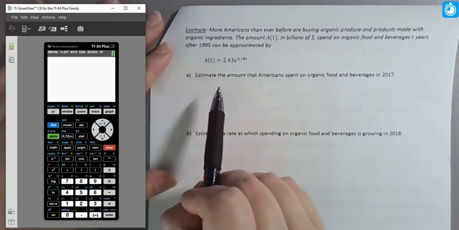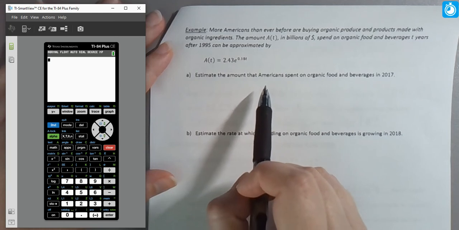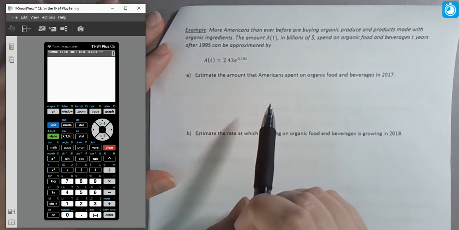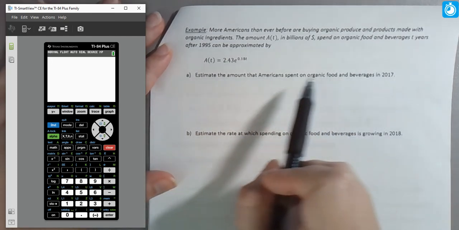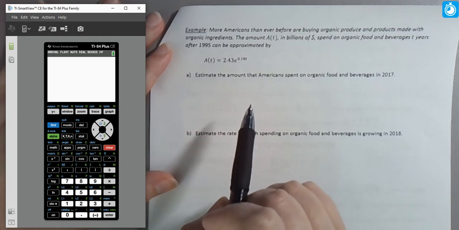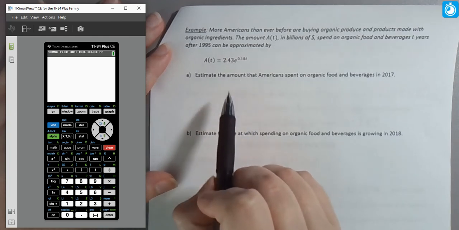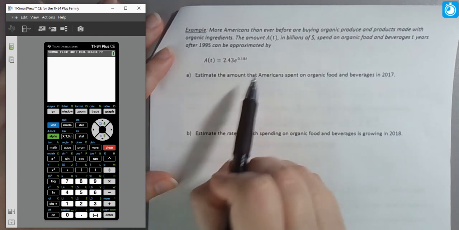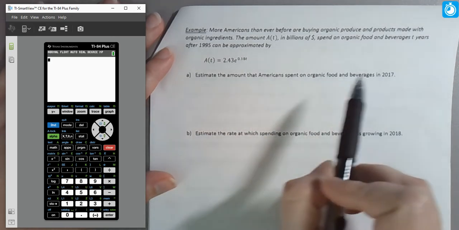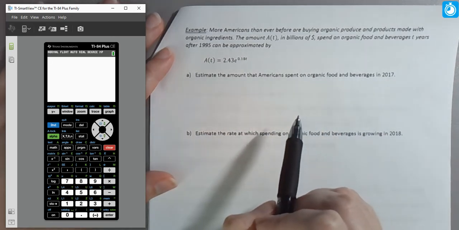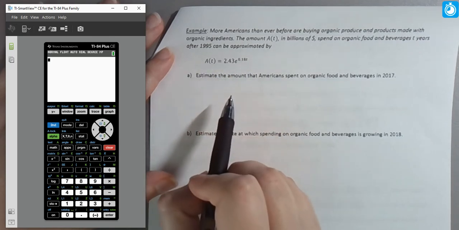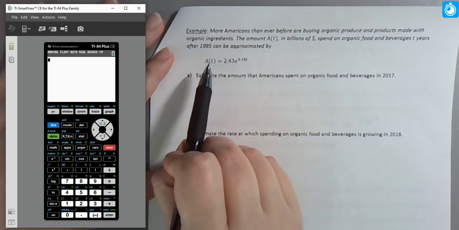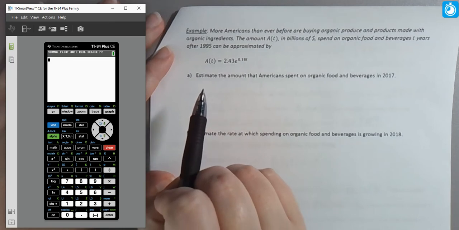So the first thing we want to do is estimate the amount that Americans spent on organic food and beverages in 2017. Notice this doesn't say anything about a rate of change. We're just estimating the amount, the total amount that Americans spent on organic food and beverages in 2017. Well, this function tells us how to calculate that amount. What we need to determine though is what T is going to be.